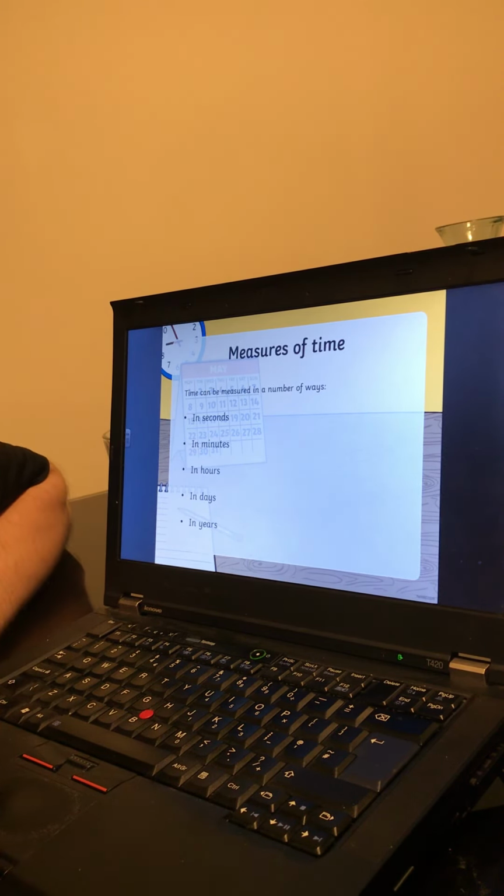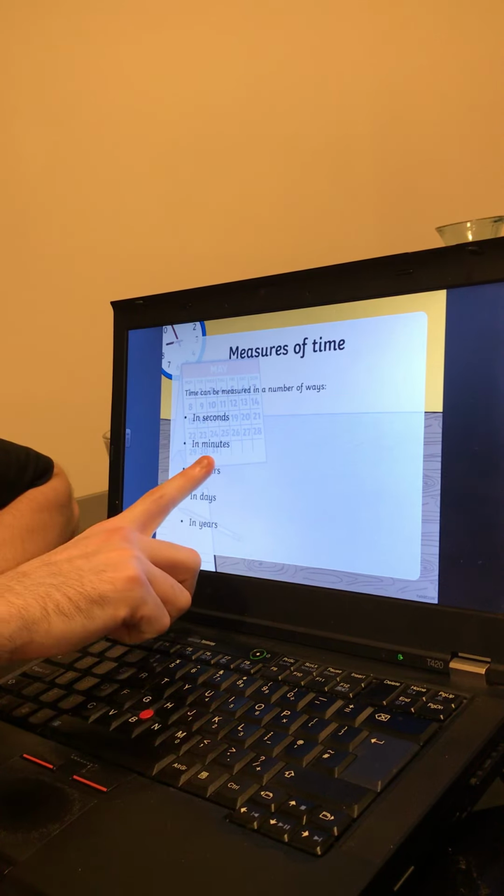So if you're looking at minutes, you might talk about how many minutes until the next bus arrives if you're at a bus stop, or how many minutes did it take you to run around the park if you're in kind of a medium-sized park.